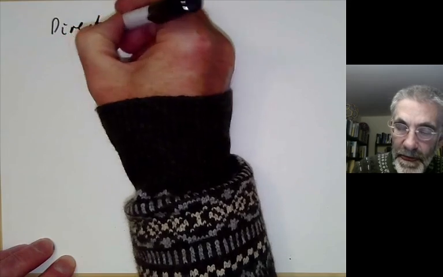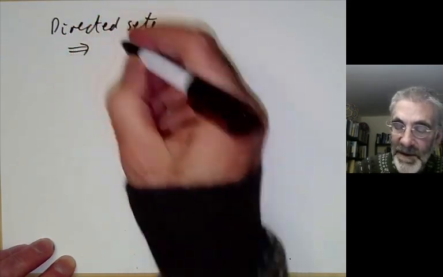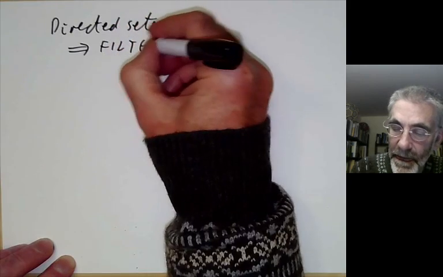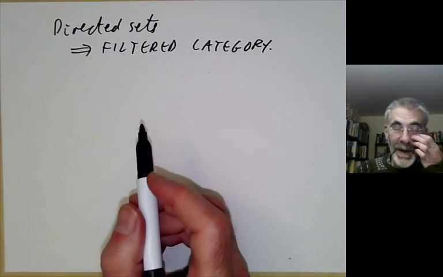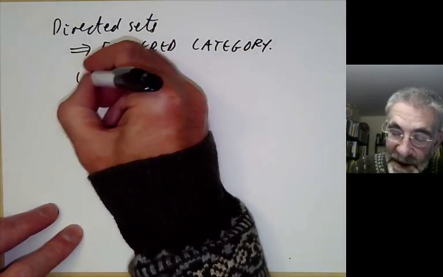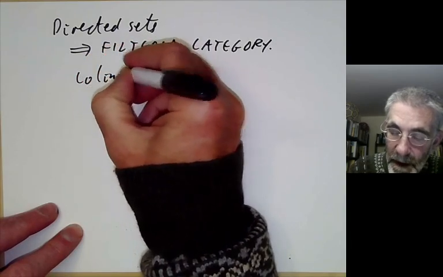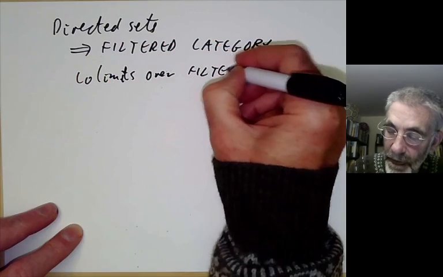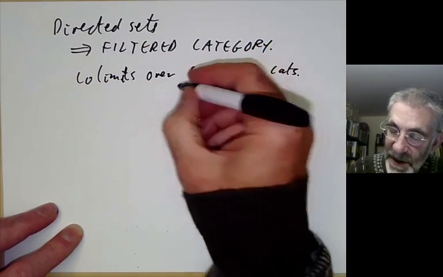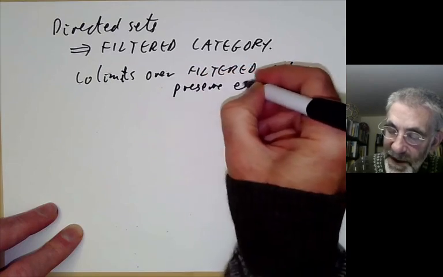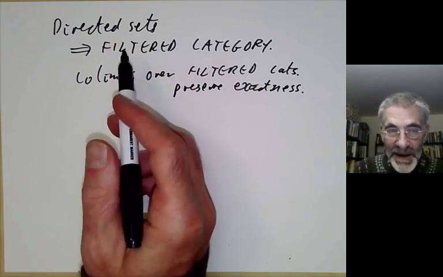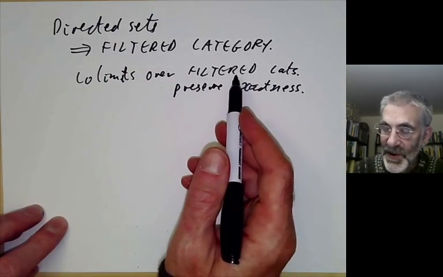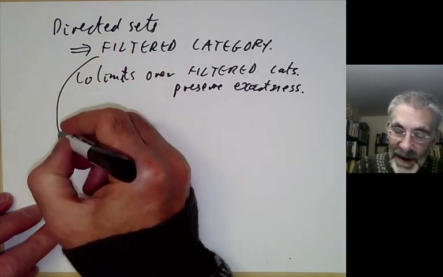There is actually a generalization of directed sets. There's a more general concept called a filtered category, and colimits over filtered categories preserve exactness. So the proof of this is very similar to the proof for directed sets, except that I've got to tell you what a filtered category is. So a filtered category has the following properties.